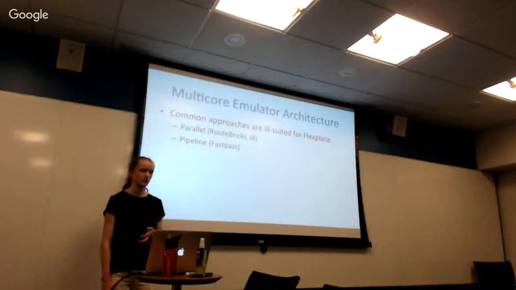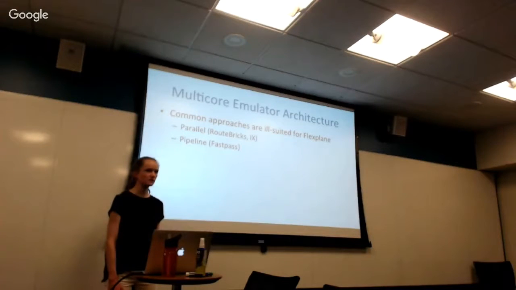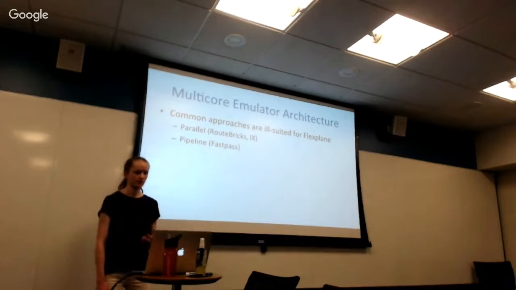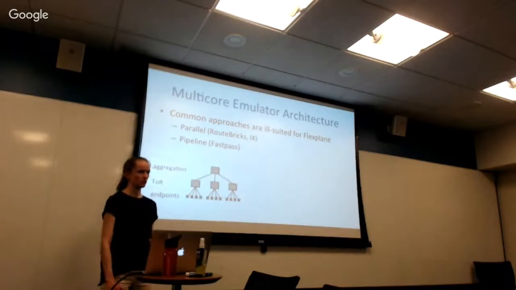To enable useful experiments, the emulator must support high network throughput. To achieve this, the emulator runs on a multi-core machine and uses additional cores to scale throughput with the size of the network. However, existing architectures for multi-core packet processing are ill-suited for the Flexplane emulator. For example, consider this two-tiered network topology.